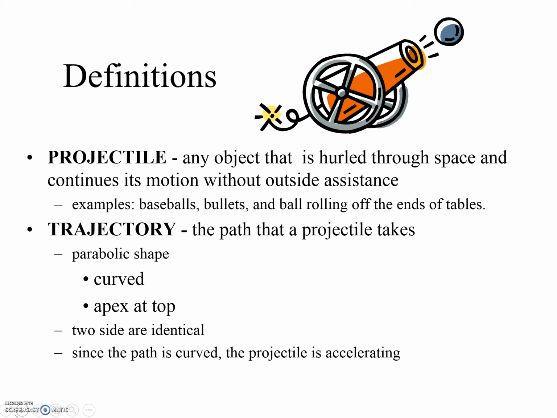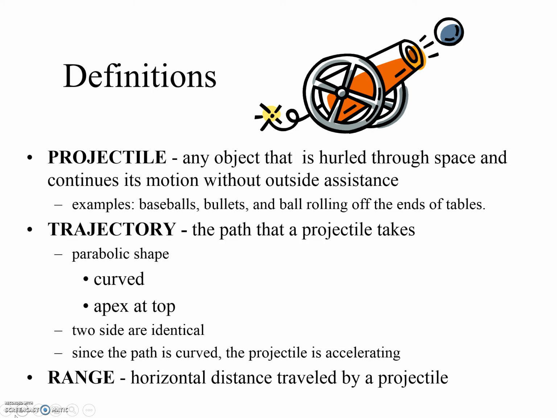And since the path of our projectile is curved, we know that that projectile is accelerating because its velocity is changing over time. The last term we need to know is what's called our range. And the range is the horizontal distance traveled by the projectile.